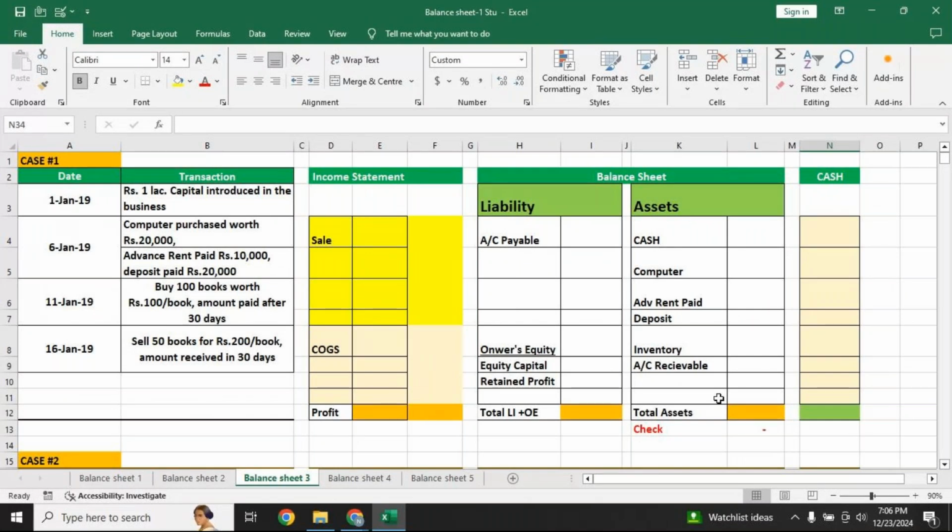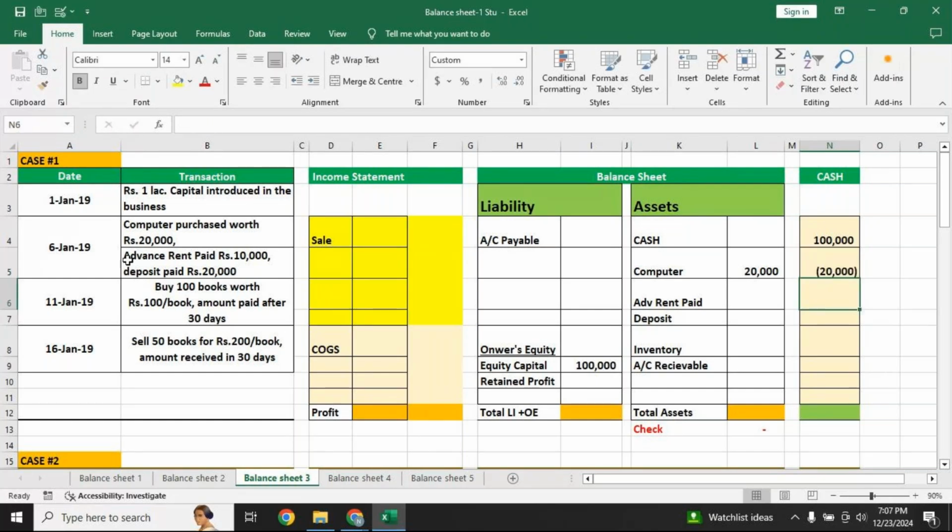Okay. So here first is they are telling that rupees 1 lakh capital introduced in the business. So equity capital will be 1 lakh. Computer purchased worth rupees 20,000. So 20,000 worth computer I have purchased. So here what is happening as I am buying the computer, so the amount is going out. Okay, so initially I had 1 lakh when I started the business. So 20,000, in that I am spending 20,000.